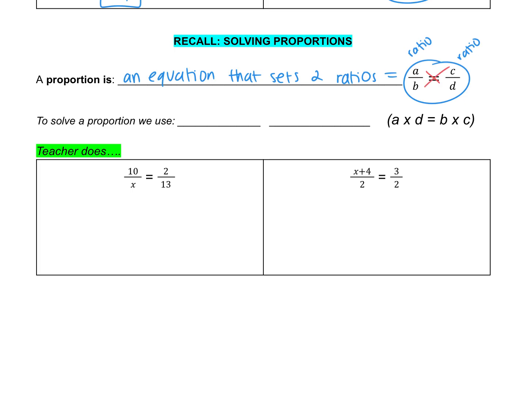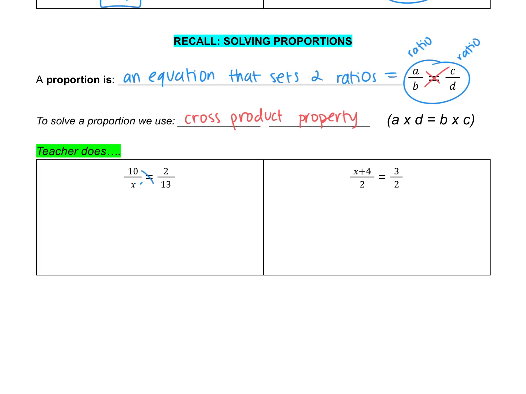Yeah. Normally you guys say cross multiply. Technically, that's not the correct term. The correct term is the cross product property. If you say cross multiply, that's fine. It's not a big deal. I just want you to know the correct term. So we're going to do 2 examples, and then you are going to do some examples.